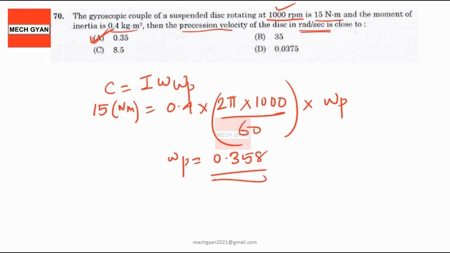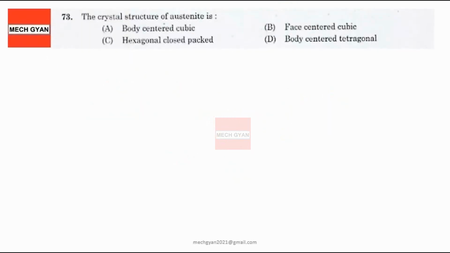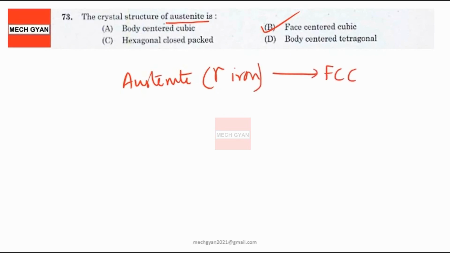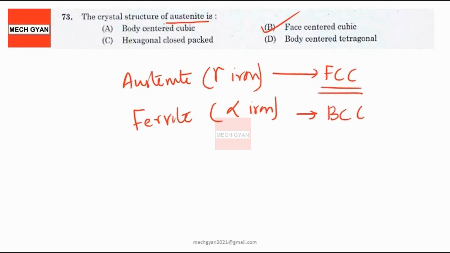Next question. The crystal structure of austenite is? So it's a straightforward question. Answer is B. Austenite is gamma iron, and its crystal structure is FCC, face-centered cubic. And we know that ferrite is alpha iron and its structure is BCC. So the answer is option B.